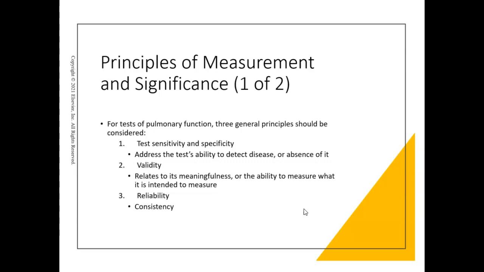So specificity is high if the test is normal when the disease is absent. So some tests are really, really sensitive. So that means that healthy individuals are not going to have an abnormal test result. And some tests are very specific, meaning that the test is not going to result in abnormal results if the disease is not present.